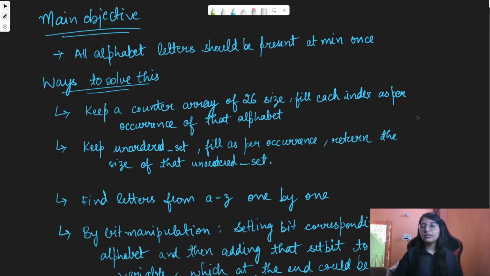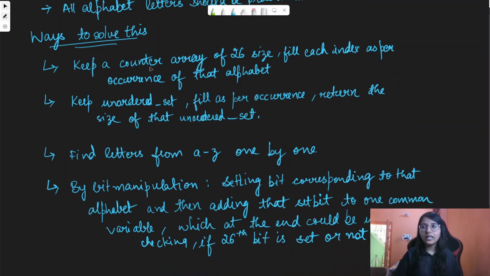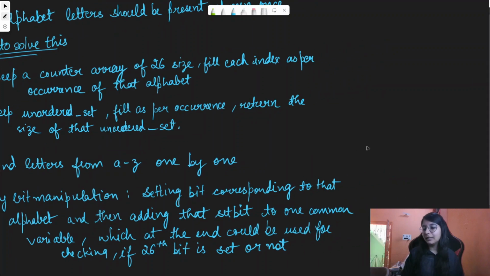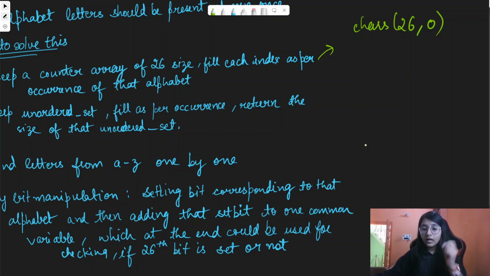Now a way to solve this problem is that we can keep a counter array of size 26 and fill each index as per the occurrence of that alphabet. So this is one of the methods. What we would be doing in this method is taking an array, say chars, whose size we take as 26 and initialize with 0. Now comes the part of how we are required to fill this and then check how we return true or false.